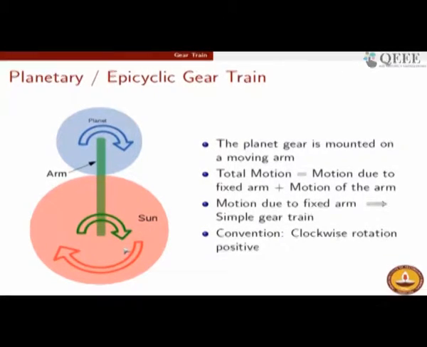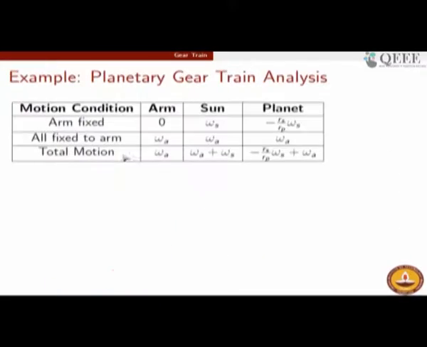If the numerical value of the angular velocity turns out to be negative, it simply means that the direction of the arrow marked in this diagram needs to be reversed, so we can incorporate that quite easily. So this is the first condition, shown in the first row, wherein the arm is fixed.